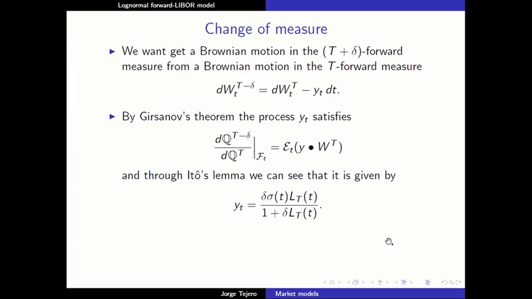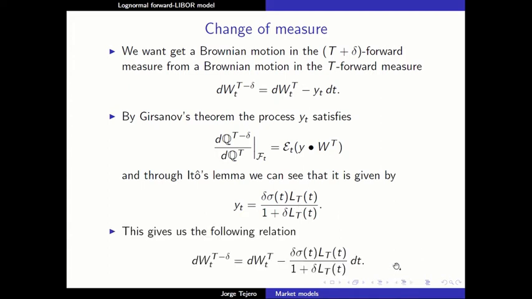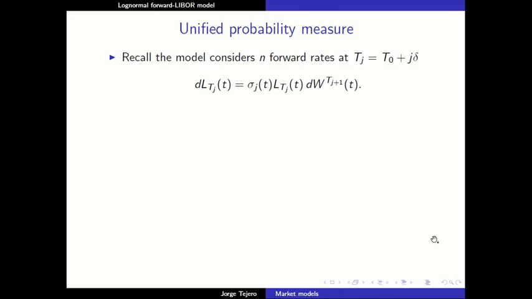Using Ito's lemma, we can see that this process is given by the following expression, where this guy over here is the volatility of the LIBOR rate for maturity capital T. And finally, we have this relation between the Brownian motion in the T forward measure and the Brownian motion in the T minus delta forward measure in terms of the LIBOR rate and its volatility. Recall that the model that we were considering does not model a unique LIBOR rate. Instead, it is modeling several forward rates which are consecutive.